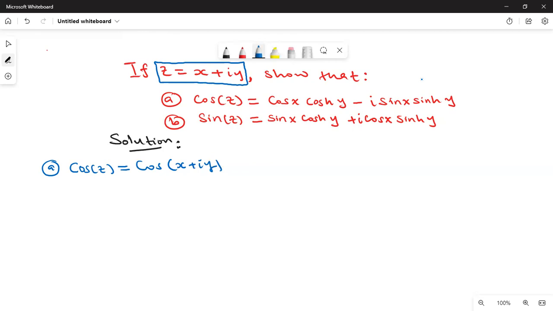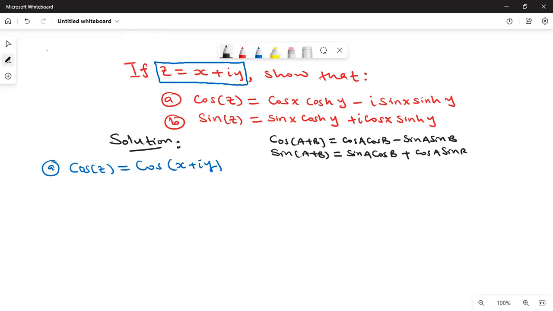Remember the expansion for cos(A plus B) is the same as cosine A cosine B minus sine A sine B. We also know that sine of A plus B is the same as sine A cosine B plus cos A sine B. So we are going to use these identities to be able to expand cos(A plus B) and sine(A plus B).